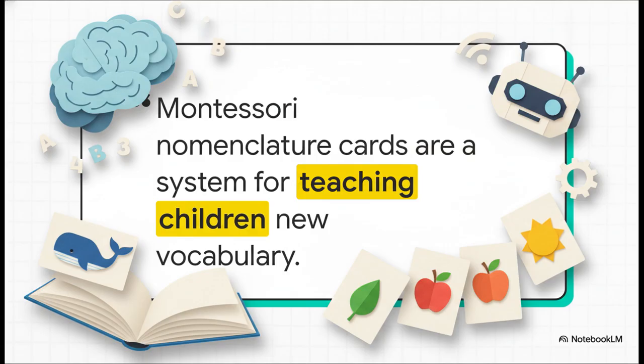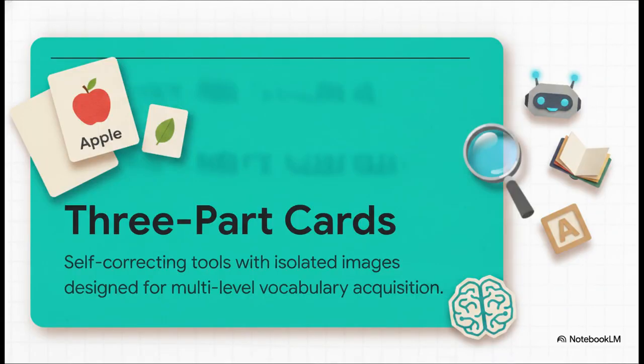These aren't just pretty pictures to look at, they provide a highly systematic, proven way for children to learn and internalize specific terms across a massive variety of subjects. So what exactly are they? Nomenclature or three-part cards are basically a self-correcting educational tool, and you'll notice they feature these isolated images set right against plain white or cream backgrounds. That part is absolutely crucial for cognitive focus.